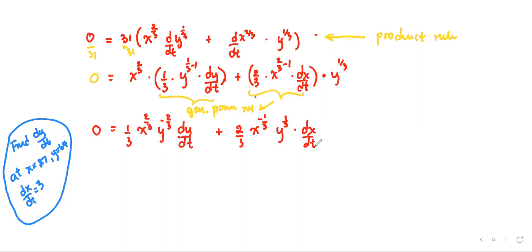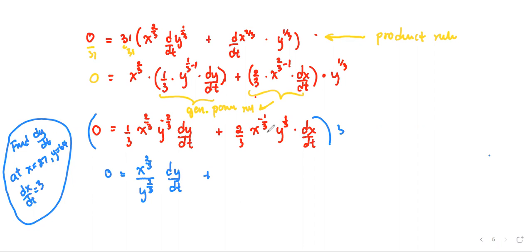But to manage the problem in a nice and clean way, I have 1 over 3, 2 over 3. I'm going to multiply all by 3 just to make the problem cleaner. Okay, multiply all by 3. So then my expression now becomes 0 equals x to the power 2 over 3. And at the same time, my negative power I write as a positive power, multiply by dy by dt.